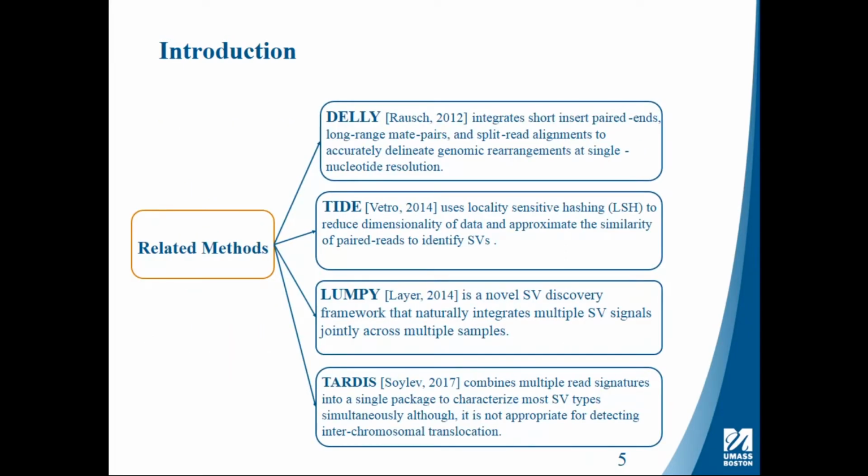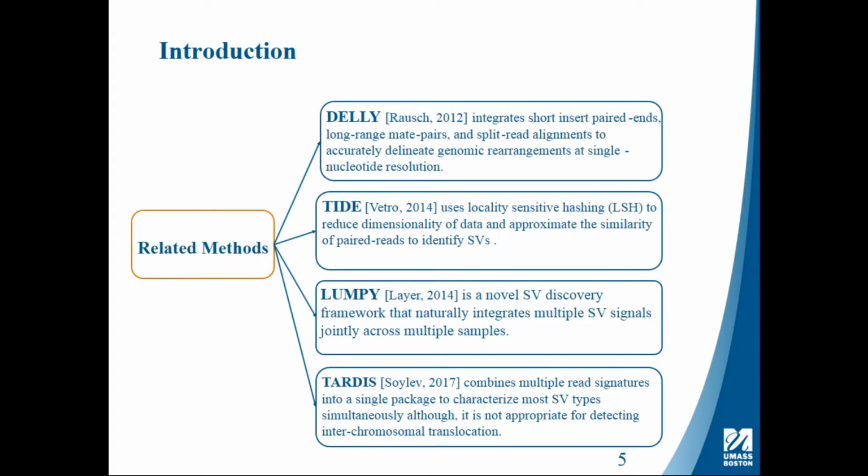In order to find these SVs and overcome the challenge of searching a large amount of data, related methods try to solve this problem in different ways. For instance, Delly, introduced in 2012, integrates short insert paired ends, long range mate pairs, and split read alignments to accurately find the SV's location.